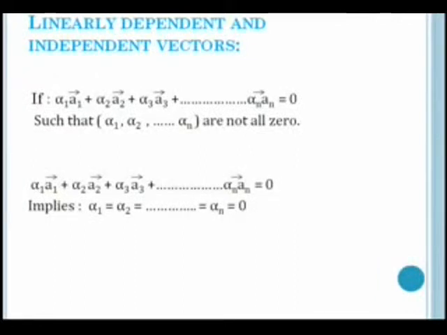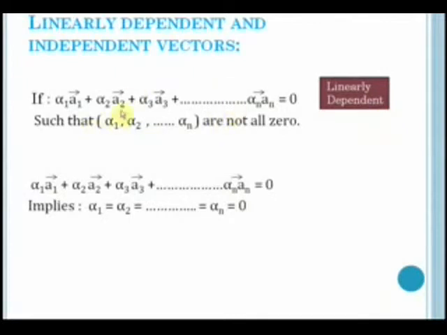independent vectors. Now if we have the condition that alpha 1 times a1 plus alpha 2 times a2 plus alpha 3 times a3 and so on up to alpha n times an equal to 0. Here we know that a1, a2, a3 and so on are a set of vectors. Also alpha 1, alpha 2, alpha 3 and so on up to alpha n are scalars. Now if these scalars alpha 1, alpha 2, alpha 3 and so on are not all 0, then such a set is called linearly dependent vectors.